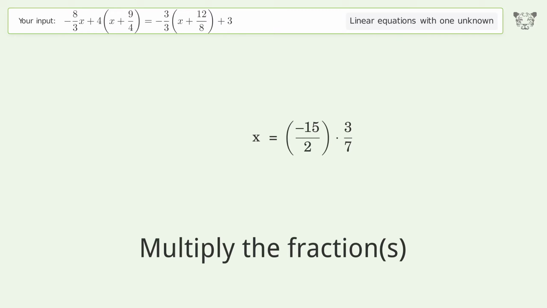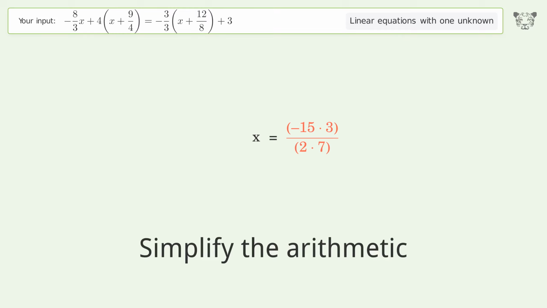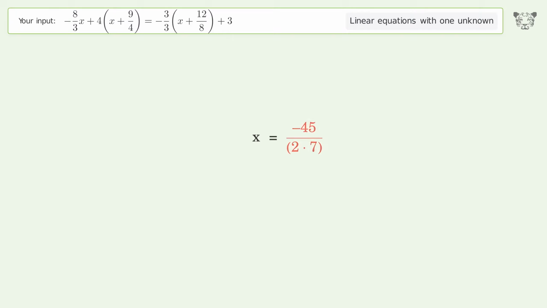Multiply the fractions. Simplify the arithmetic. And so the final result is x equals -45/14.